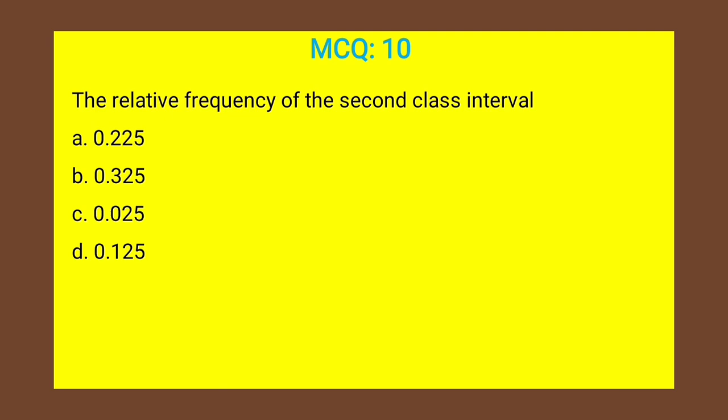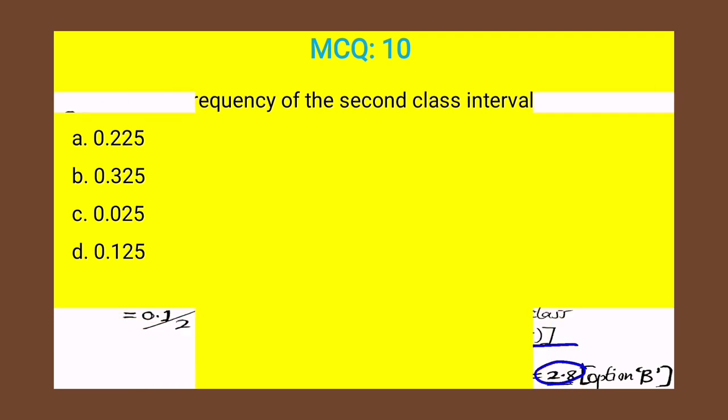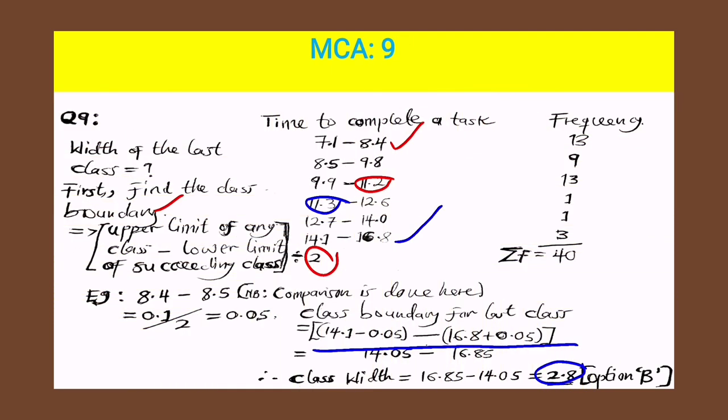Then we are asked to use the same information to calculate the relative frequency of the second class. This was question 10. So what was the second class in the question? The second class was 8.5 to 9.8, and the frequency was 9.